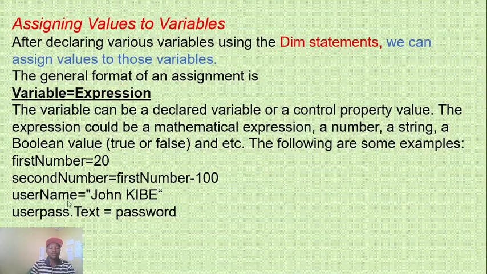You can also say username = "John Kibe". userPass.Text = password. Therefore, the keyword here is variable equals expression, like firstNumber = 20. You can just say myName = "Don Gichai". Therefore, Don Gichai will be the value and myName would be the variable.